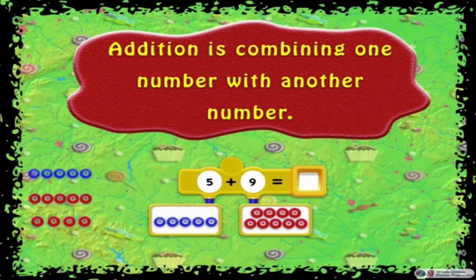Now let's count them. 1, 2, 3, 4, 5, 6, 7, 8, 9, 10, 11, 12, 13, and 14 magic balls. Hence, when we add 5 magic balls and 9 magic balls, it becomes 14 magic balls. Or 5 plus 9 equals 14.